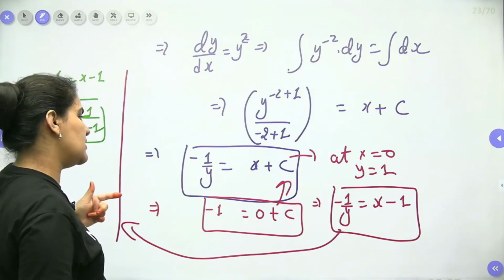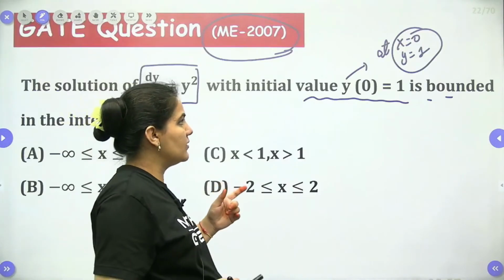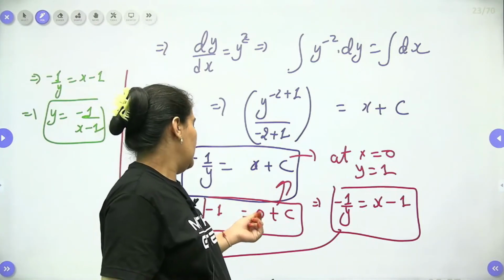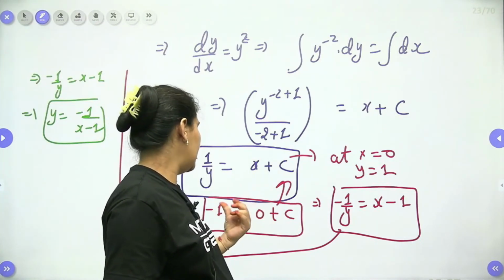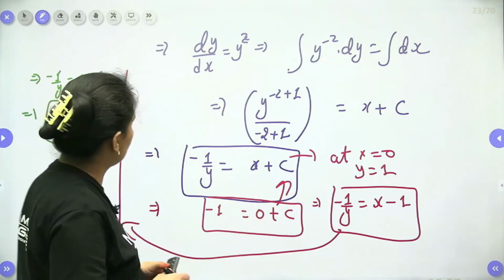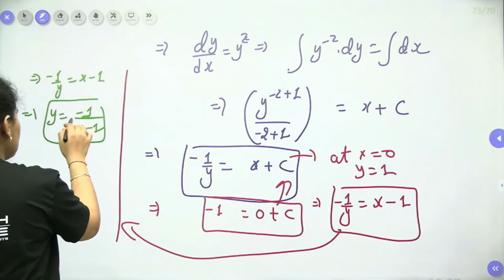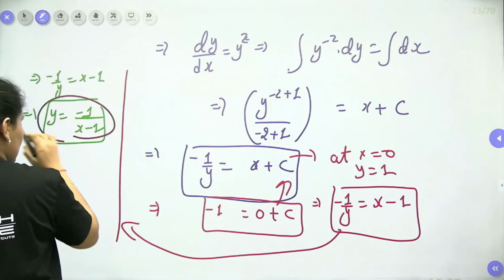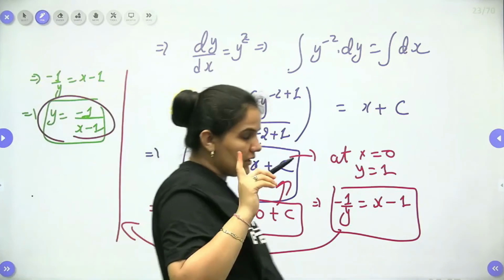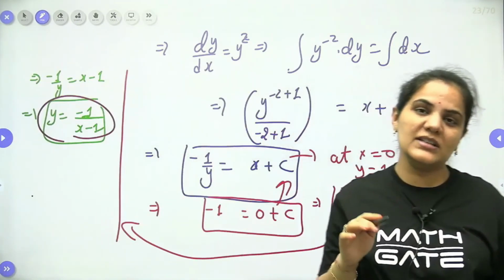At the place of c we can put the value: at x is equal to 0, y is equal to 1. So when we put 1, 0 and c, it will be minus 1. So c is equal to minus 1. Absolutely right. So we will get y is equal to minus 1 by x minus 1. Now the question is talking about where the solution is bounded.